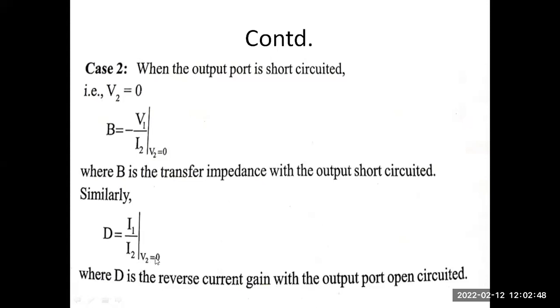V2 equal to 0 means your output port is short circuited, but you are taking the ratio of the two currents. So that is known as the reverse current gain.